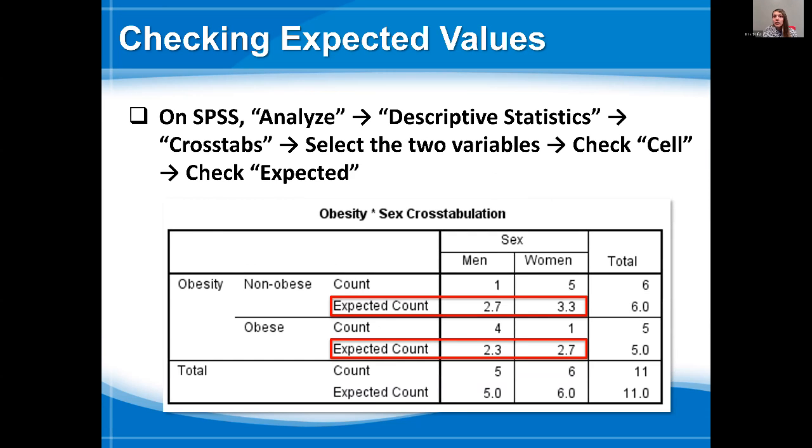So again, how to check expected value? SPSS shows that to you. You go to Analyze, Descriptive Statistics, Crosstabs. You select two variables, click Cells and check Expected. I'll demonstrate that, but right now, bear with me. The output will look like that, and you see expected count. If you have expected count less than 5 in those cells, or 0, it means that you need to use Fisher's test.